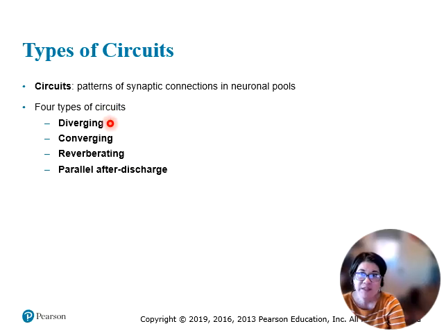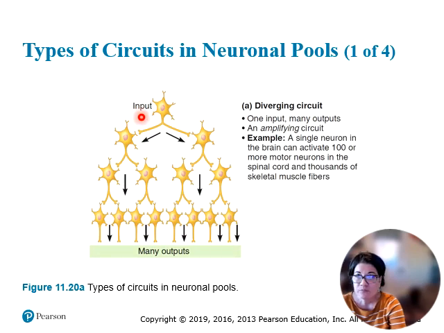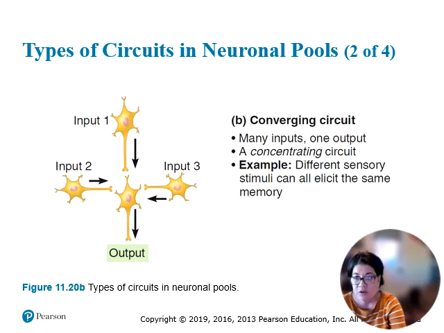There are 4 types of circuits: diverging, converging, reverberating, and parallel after discharge. So this is a diverging one, where it starts from one and then it spreads out to many. So a single neuron can activate different motor neurons. Converging is where these 3 inputs are going to converge into one and cause one output. So different sensory stimuli can elicit the same memory. Like if you smell something, taste something, hear something, it might cause you to think of the same memory.